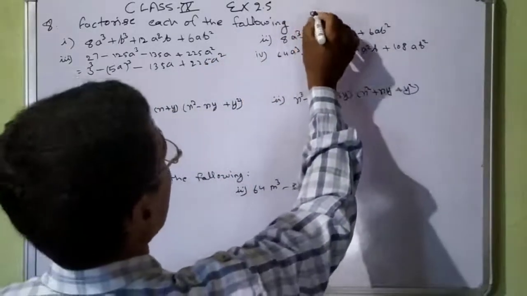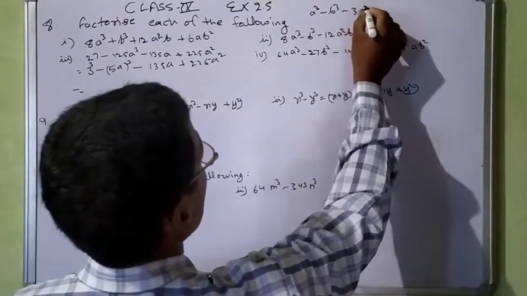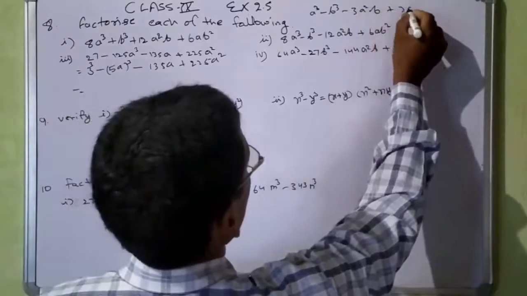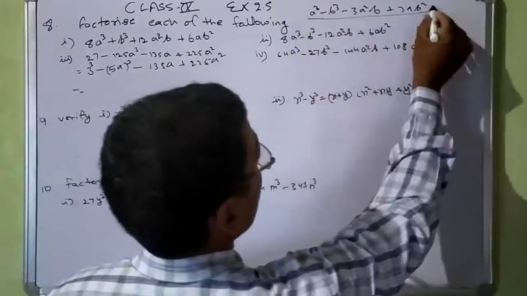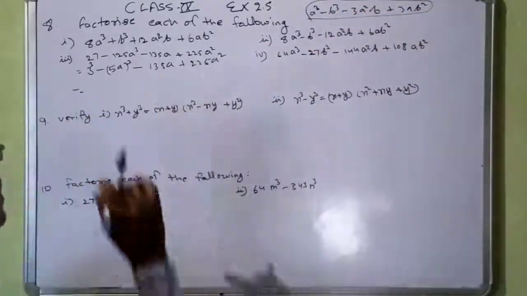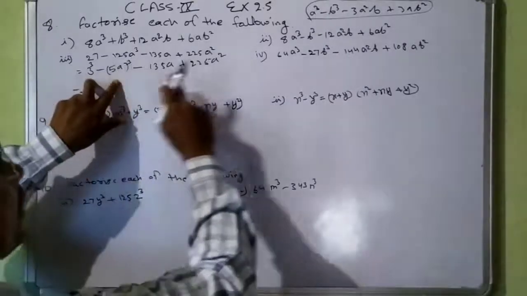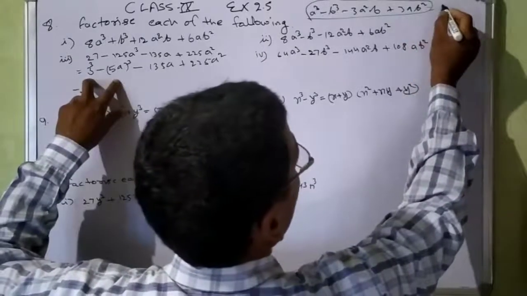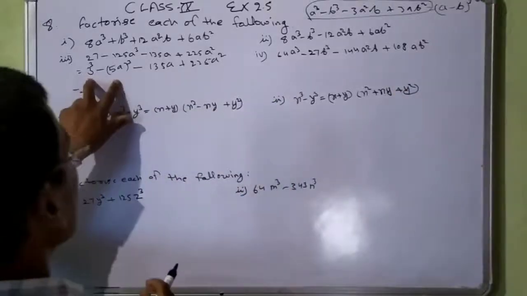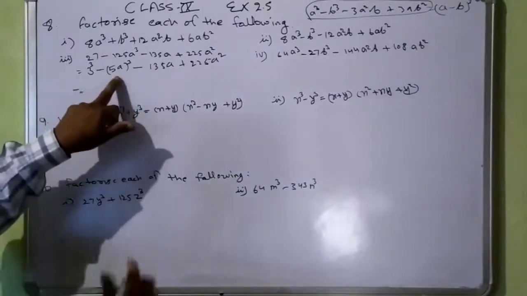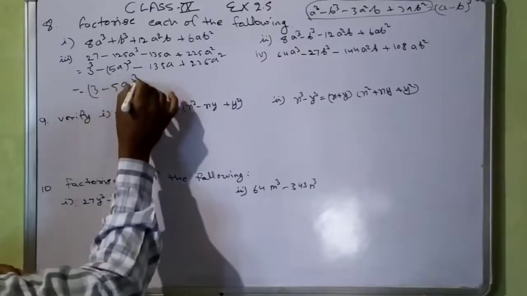Now we have an identity: a cube minus b cube minus 3a square b plus 3a b square. You know this identity. On the basis of this identity we will do this. So this is the a, this is the b. It is equal to a minus b whole cube. Right? So we will take only the a part and the b part, so that will be 3 minus 5a whole cube.